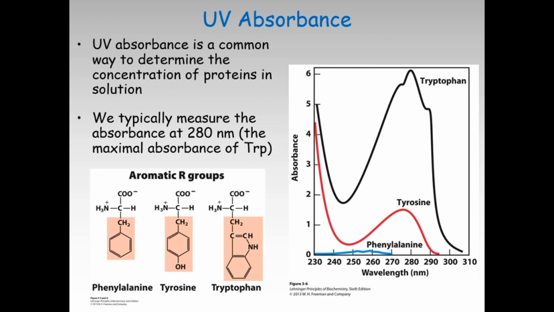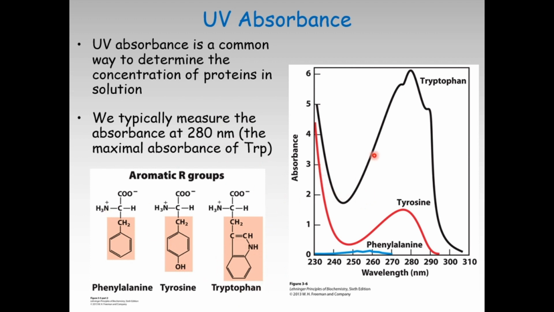One more property of aromatic amino acids is that they have UV absorbance, right? UV absorbance is a common way to determine the concentration of protein in solution. And you learn about this when you do labs, right? We typically measure the absorbance at 280 nanometers. That's where the maximal absorbance of tryptophan is. Remember, tryptophan has this indole moiety. There's also tyrosine and phenylalanine.